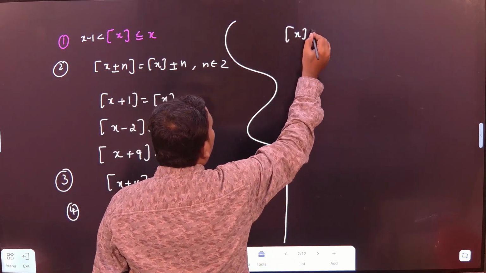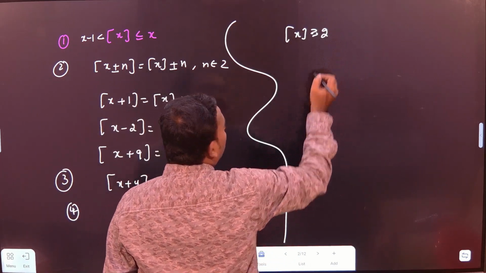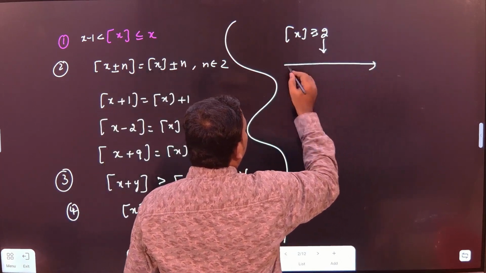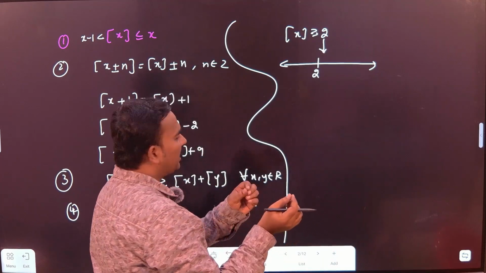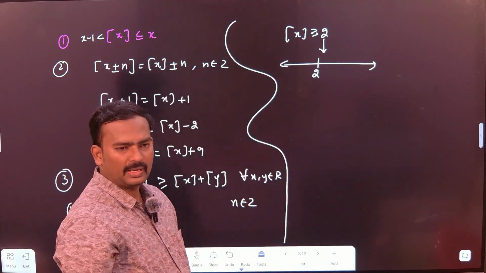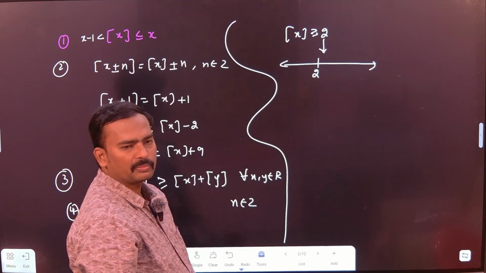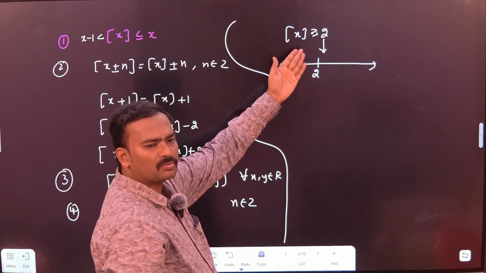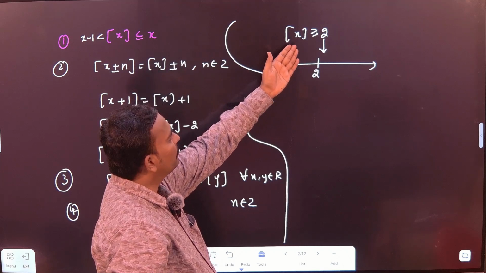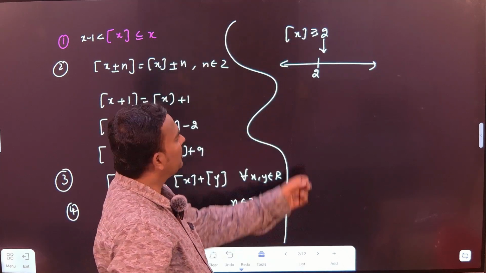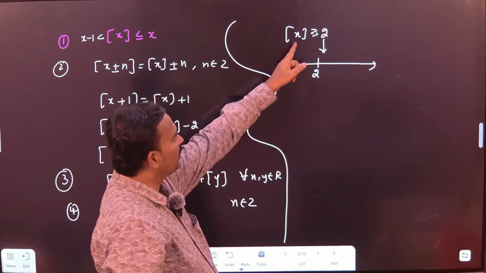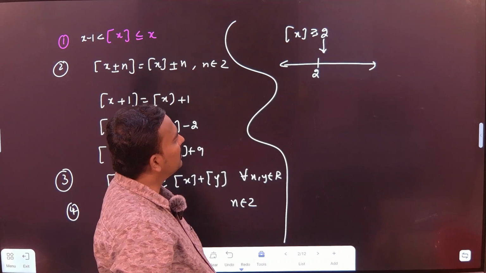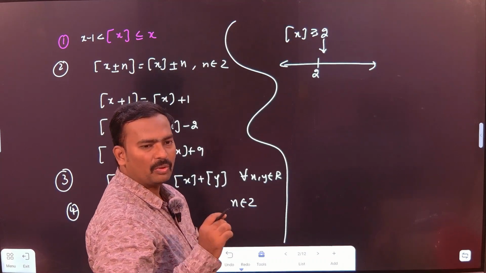Greatest integer function is greater than or equal to, let's take 2. First, with these kinds of questions, you can fix 2 on the number line. You can take less than 2 or more than 2, any value. Suppose I take less than 2, say 1.5. The greatest integer value of 1.5 is 1, and 1 is greater than 2 is not possible. If you put 2 here, 2 is greater than or equal to 2 is satisfied. So if I take strictly less than 2, no x value is satisfied.